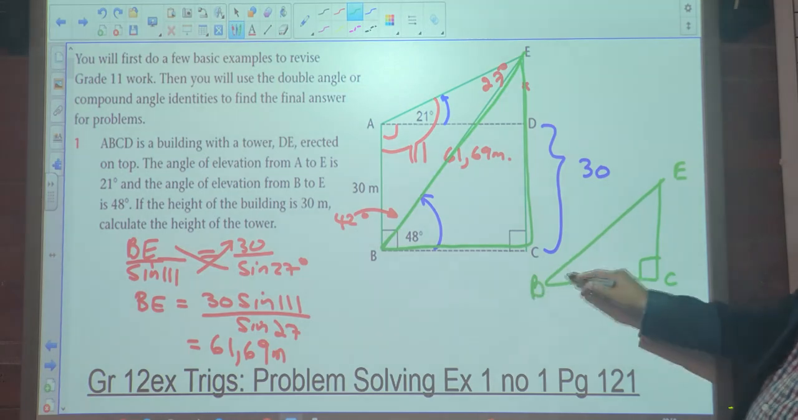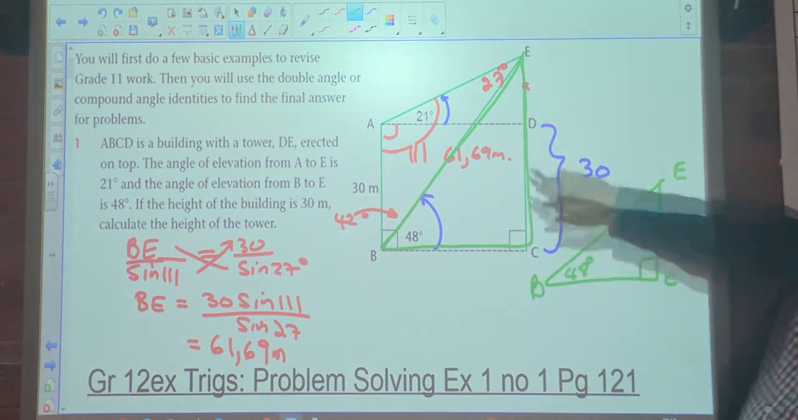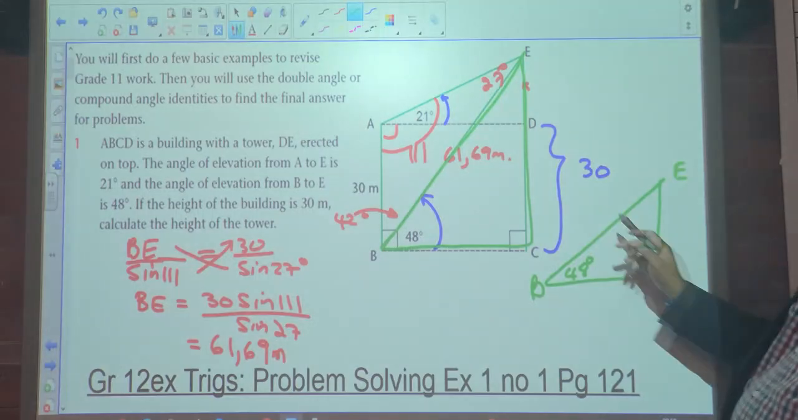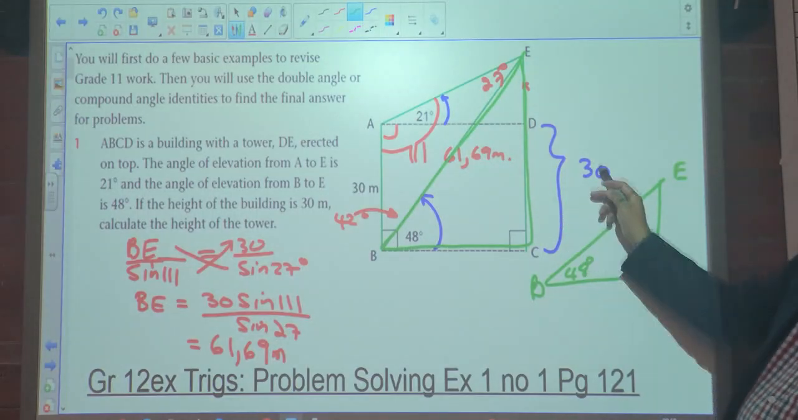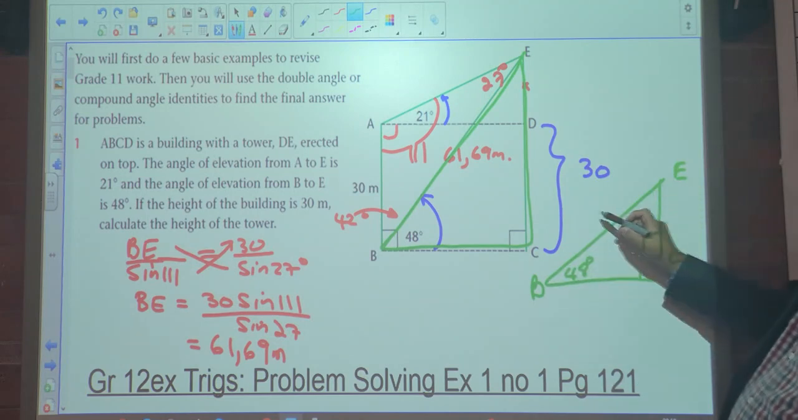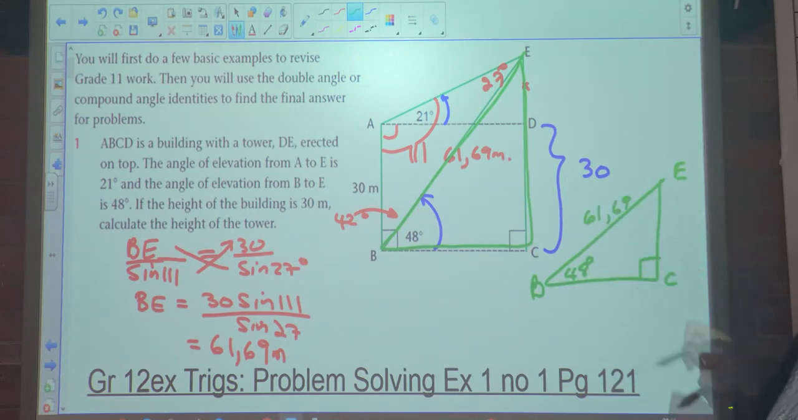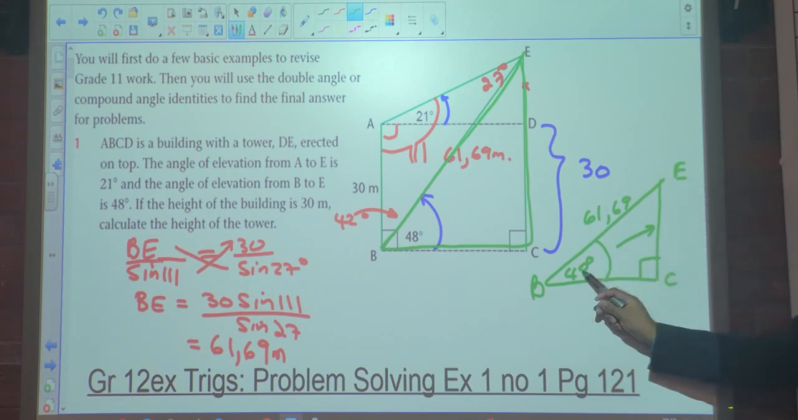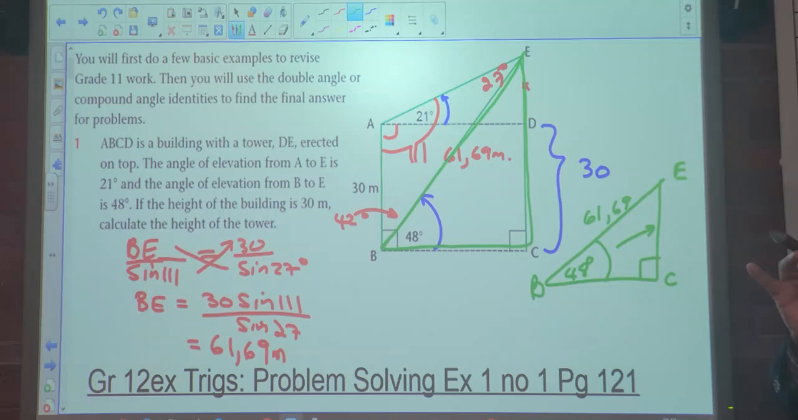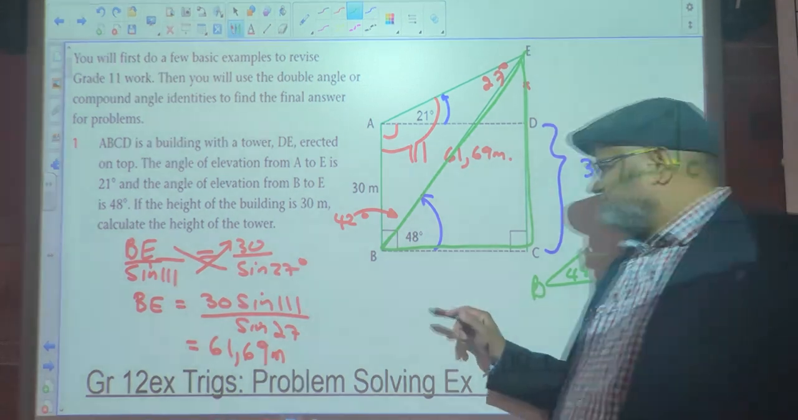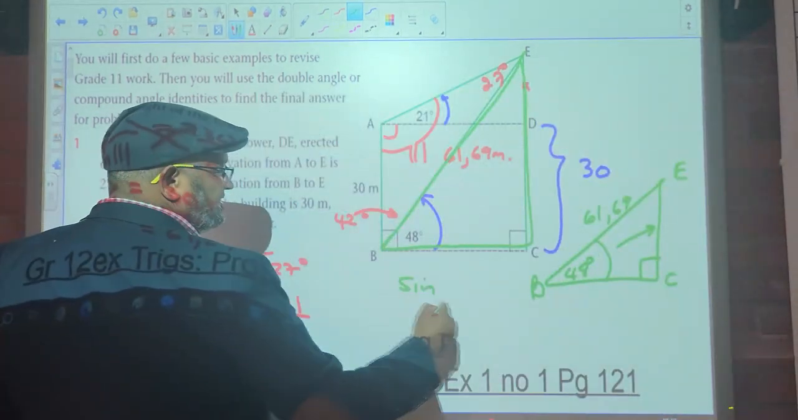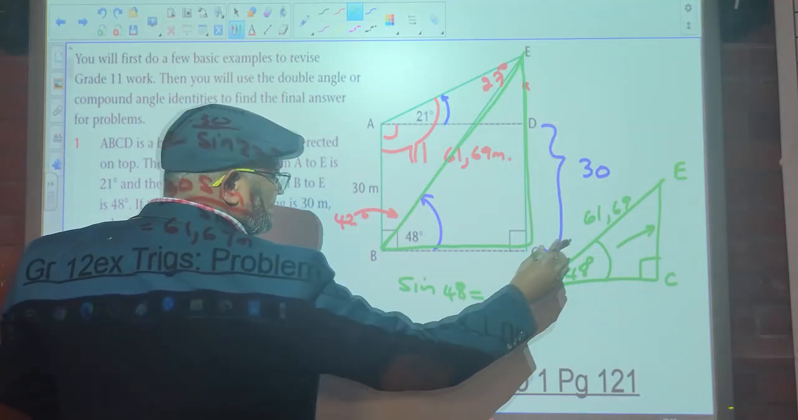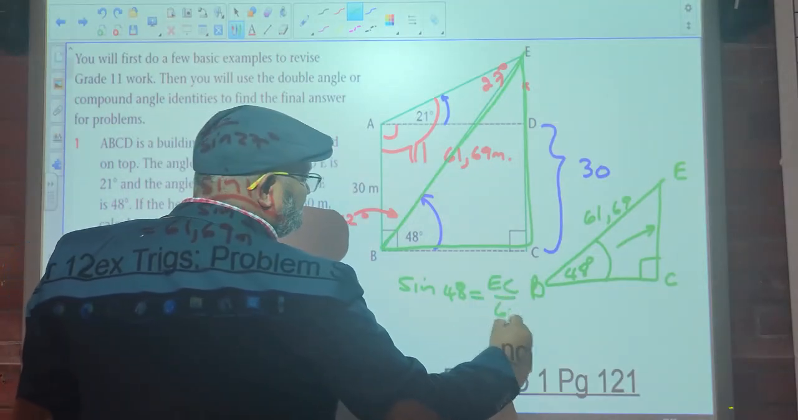Triangle ECB. What do we know? This is 48. Okay, this whole length is CE. So I can't just write 30, or you can say 30 plus x if you want. But BE is going to be 61,69. Okay, so I'm going to calculate EC. Remember this is 90 degrees, so I can use sine, cos and tan. Which trigonometric function uses opposite and hypotenuse? Sine. So I can say sine of 48 is equal to EC over 61,69.